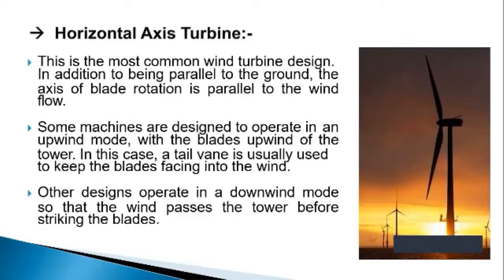Some machines are designed to operate in an upwind mode with the blades upwind of the tower. In this case, a tailvane is usually used to keep the blades facing into the wind. Other designs operate in a downwind mode, so that the wind passes the tower before striking the blades.